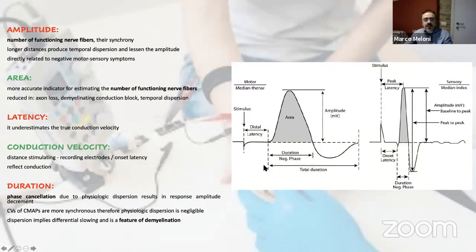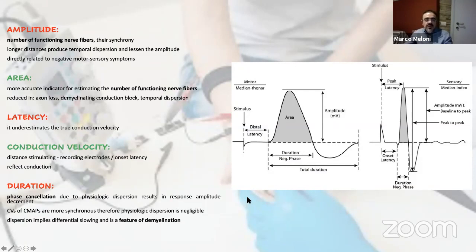And duration. Duration is this, and it is very important because it is a feature of demyelination. If we have a slowing of duration, we need to suspect demyelination. But when we have demyelination, usually the amplitude and the area are the same as well, because the myelin is lost, but the axons are still there.